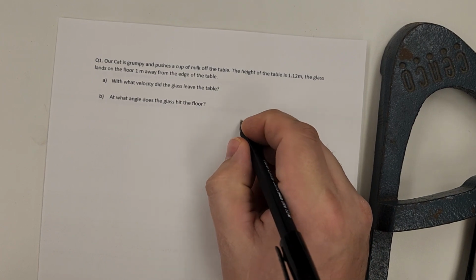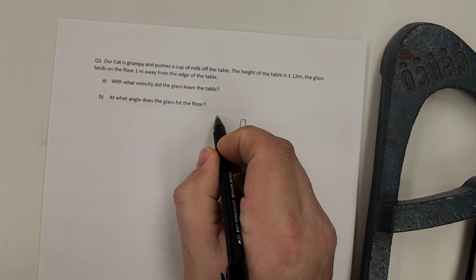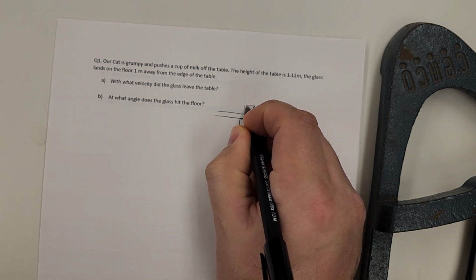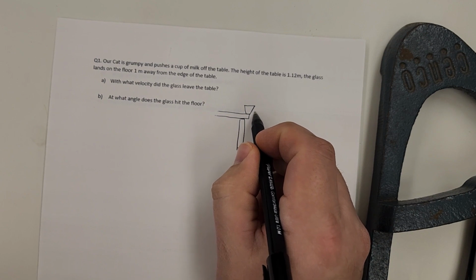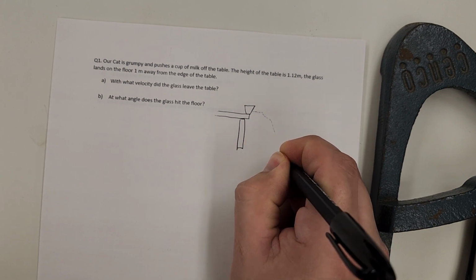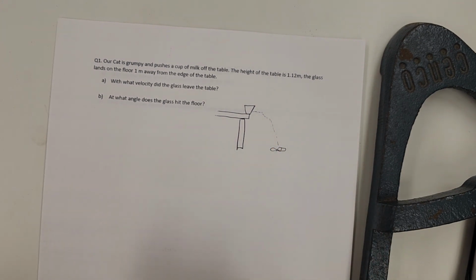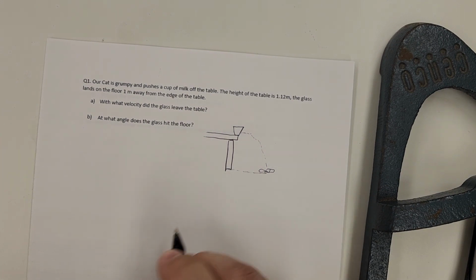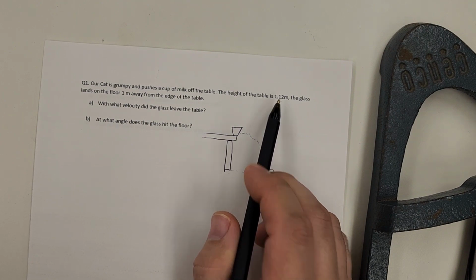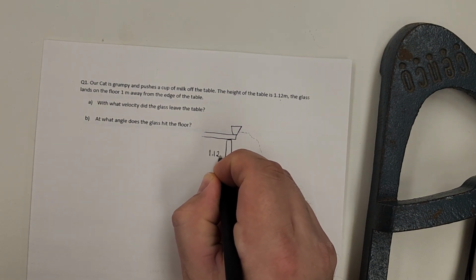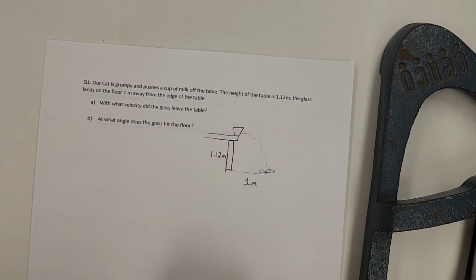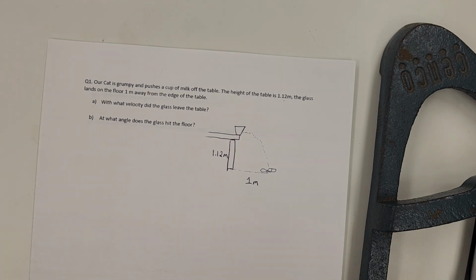Okay. So first off, I'll draw a picture here. A table leg, table, and here's our cup. Our cup's going to go off the table and crash down here on the floor. Okay, spilled milk. Height of the table is 1.12. Okay, and the glass lands 1 meter away. So there's our triangle. Okay, 1.12 and 1.